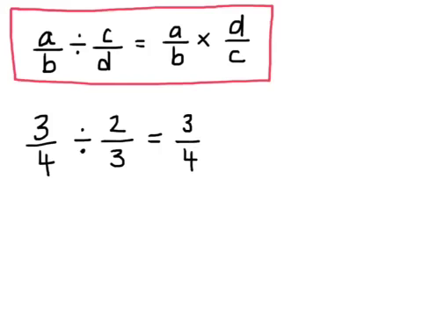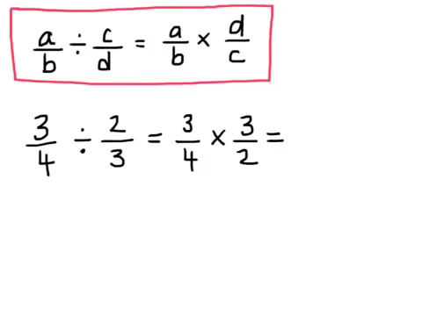And now what we're going to do is we're going to multiply by the second fraction here, turned upside down. So the 3 goes to the top and the 2 goes to the bottom, so we're going to multiply by 3 over 2.